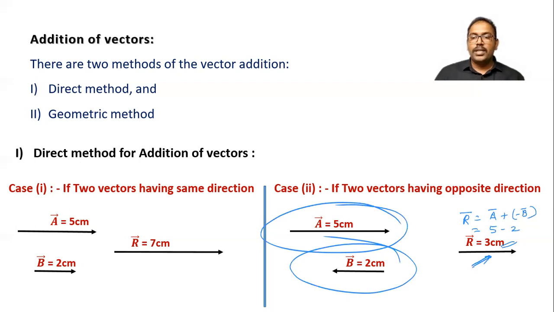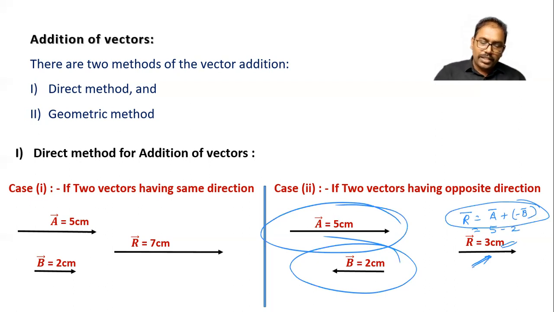But listen, this is not called subtraction. Here A bar minus B bar comes out, but this is not the subtraction. Subtraction is a little different. This is addition, if the two vectors have opposite directions. Remember, this is not subtraction.